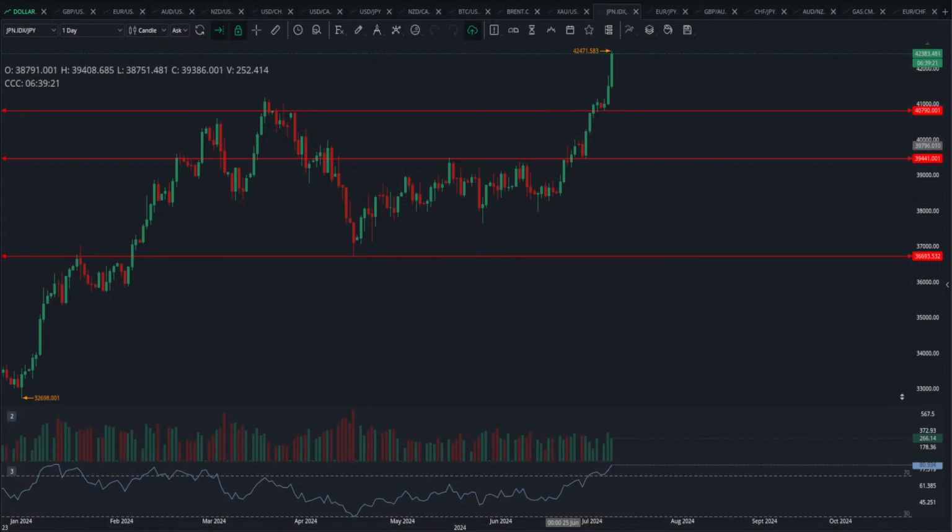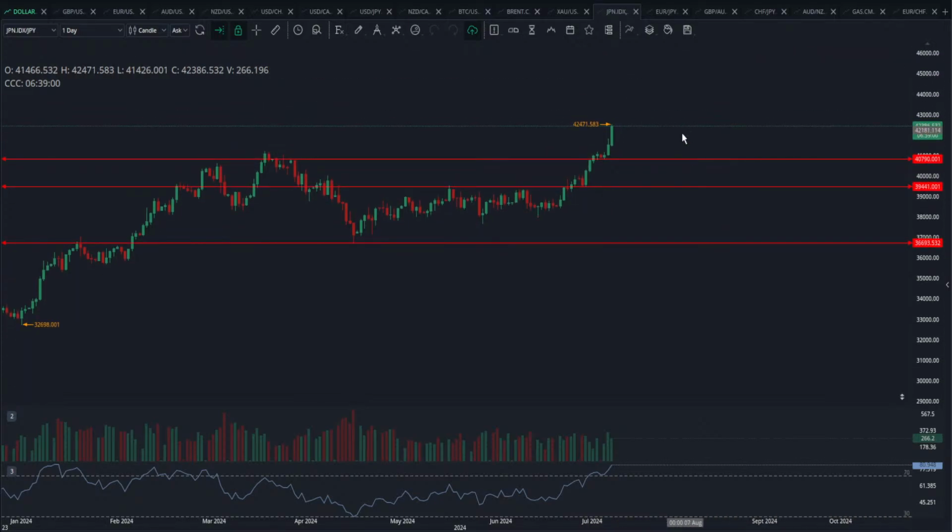Here you can see that it is at an all-time high. Yesterday it closed very well above this resistance. Today it is rising even higher. 42,386 is where it is trading right now. 80.94 is the RSI. The volumes are rising. Everything is in favor, so there are multiple reasons for the Nikkei to rise from here. And I think the rest of the world markets will also follow.